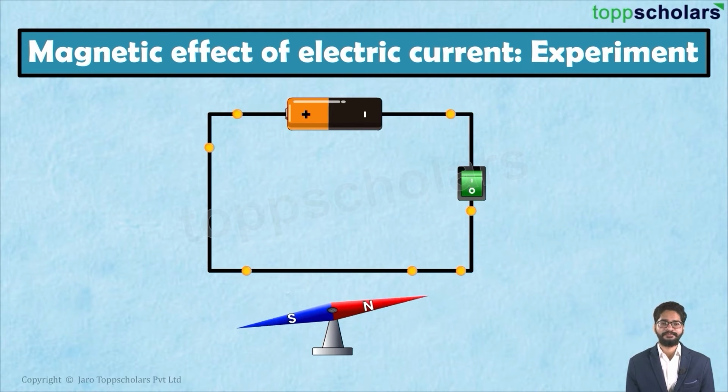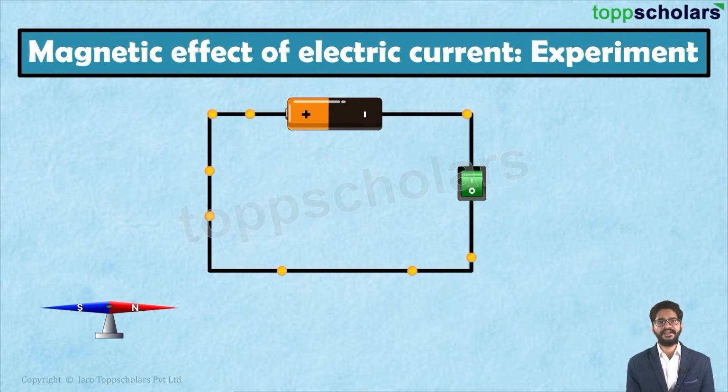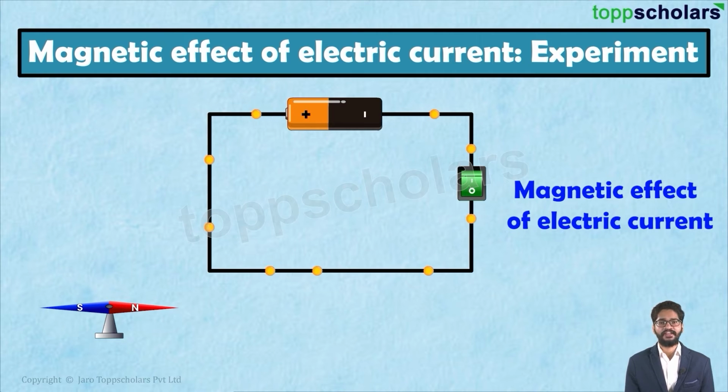and magnetism. He also saw that as we take the magnetic needle away from the wire, the needle comes back to its original position. This shows that there is some magnetic field that is produced by the current flowing through the conductor. This is known as the magnetic effect of electric current.